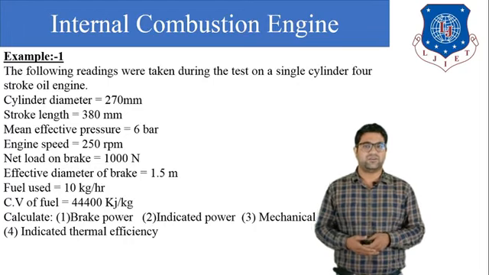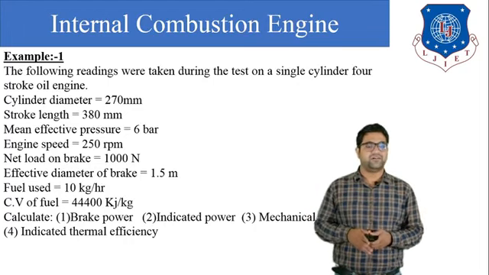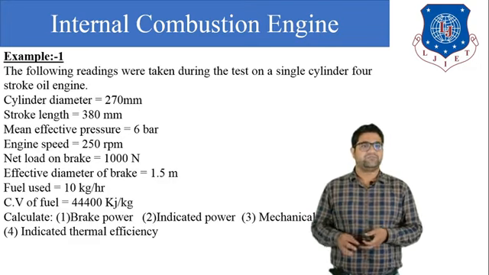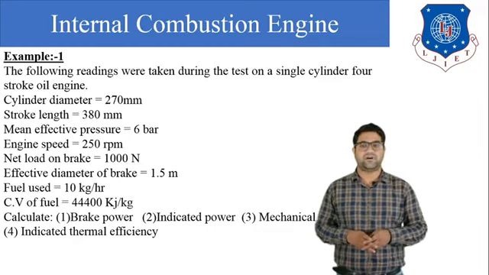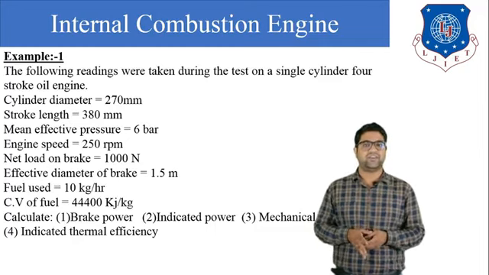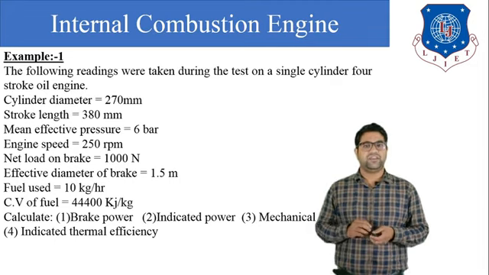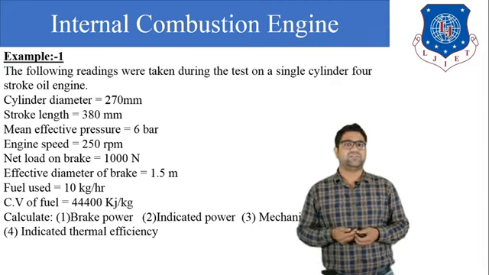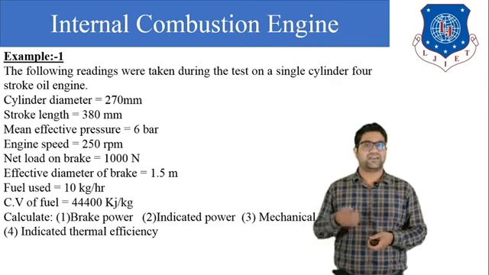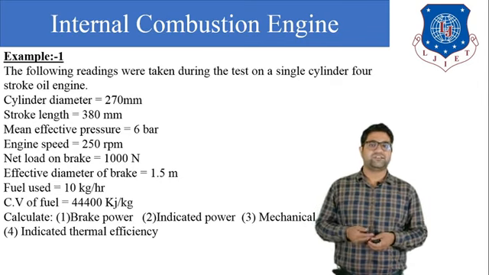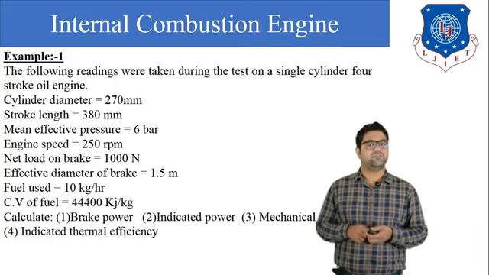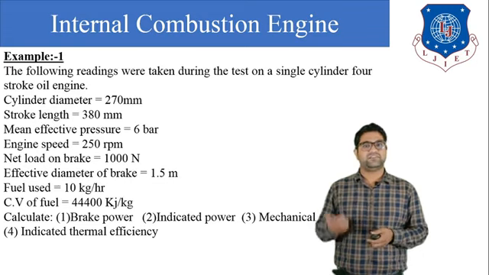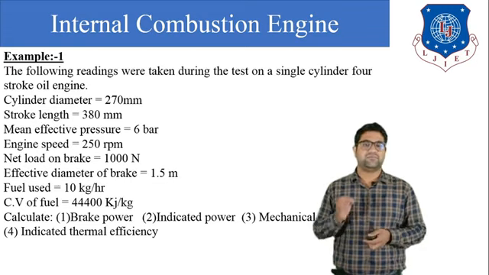Now what do we need to calculate? First of all, we have to calculate brake power, then indicated power, next mechanical efficiency, and fourth is the indicated thermal efficiency. First of all, what is the meaning of indicated power and brake power? The power which is generated by burning of the fuel inside the cylinder is known as the indicated power. Next is the brake power. What is the meaning of brake power? The power which reaches the crankshaft is known as the brake power.